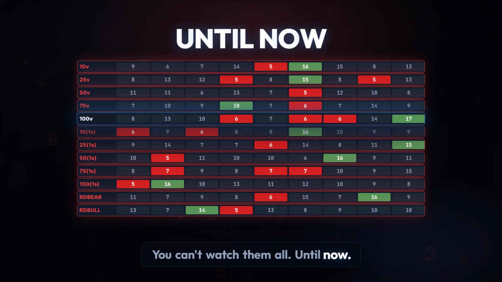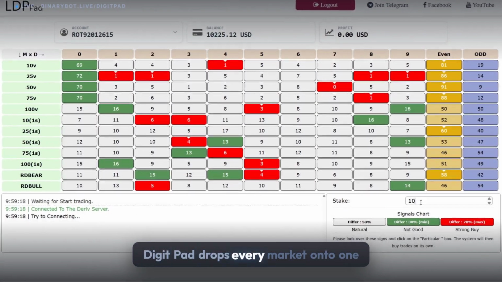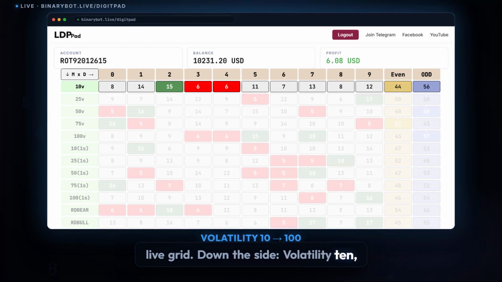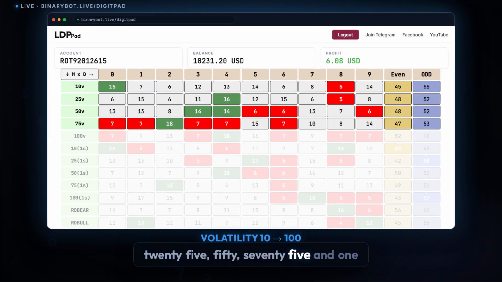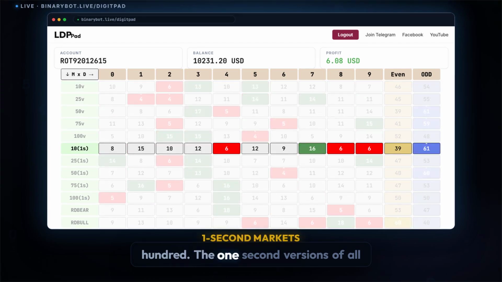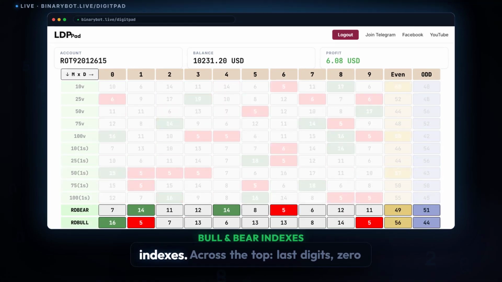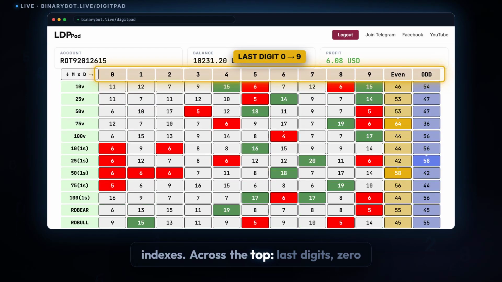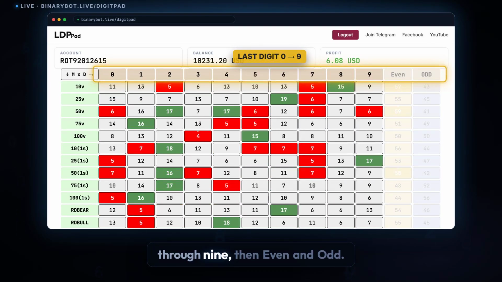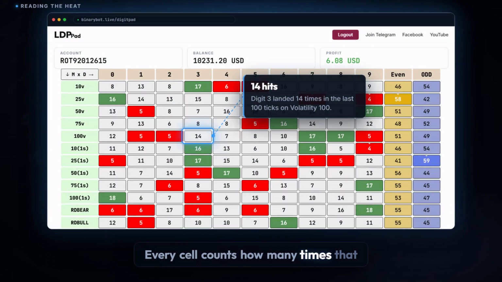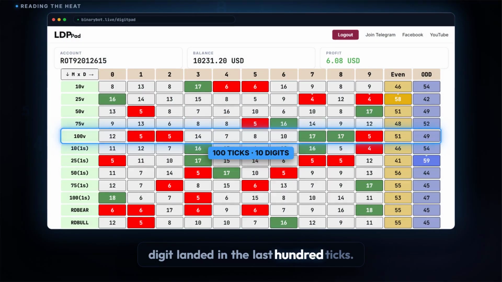Until now. DigitPad drops every market onto one live grid. Down the side, Volatility 10, 25, 50, 75, and 100. The 1-second versions of all 5. Plus the bull and bear market indexes. Across the top, last digits, 0 through 9, then even and odd. Every cell counts how many times that digit landed in the last 100 ticks.